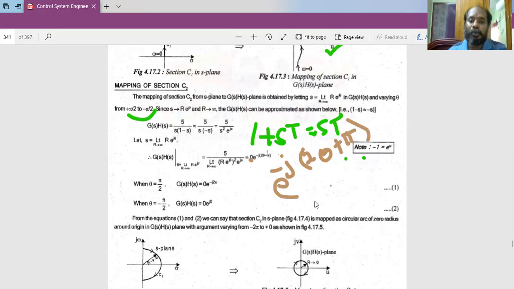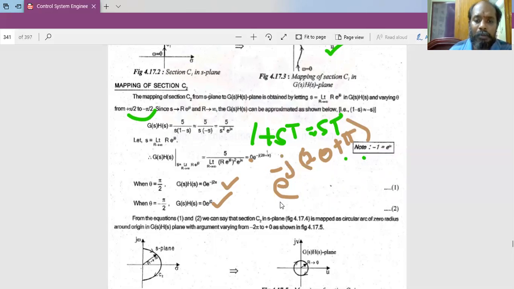Now you are supposed to replace this theta with these values, plus pi by 2, minus pi by 2. So if you substitute pi by 2 first, what happens? 2 gets cancelled. You'll have pi plus pi, 2 pi. So you are getting this value 0 e power minus j 2 pi when theta is equal to pi by 2. And it's obviously the next value. If you replace this with minus pi by 2, it becomes 0 e power j 0. So the value is 0. The angle is 0. The angle is 2 pi here.